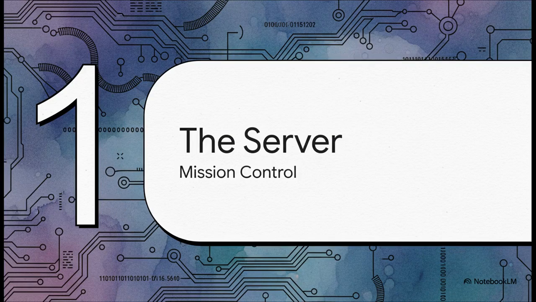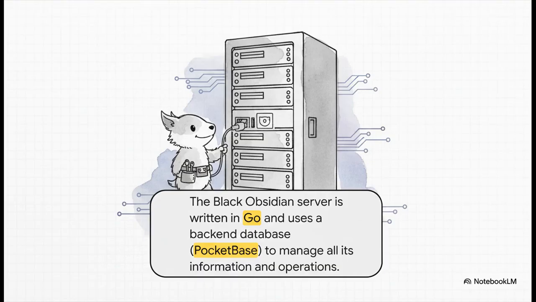First up, let's look at the very heart of the operation, the server. This thing is the attacker's mission control. It's the command center where all the decisions get made. So the server is written in the Go programming language, and that's a pretty telling choice. Go is fast, it's efficient, and it compiles down to a single file, which makes it incredibly easy to deploy pretty much anywhere.